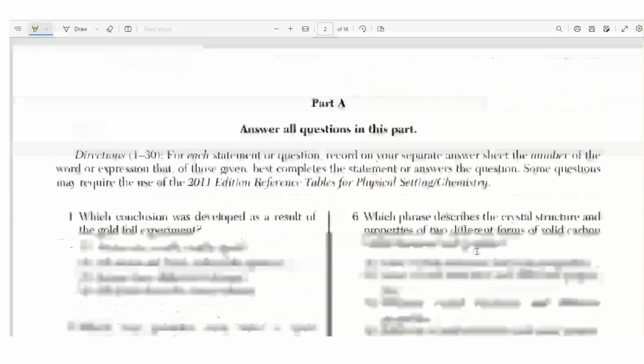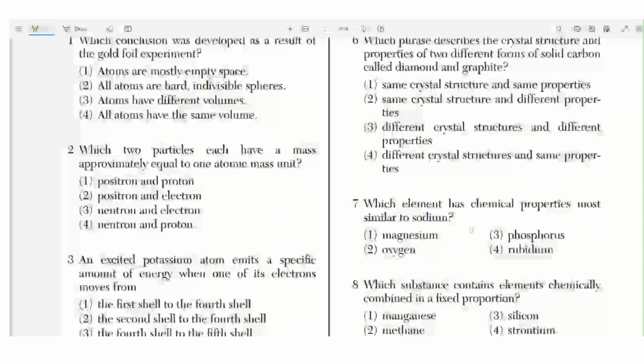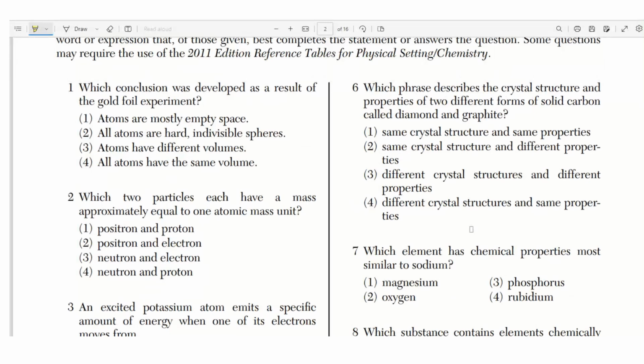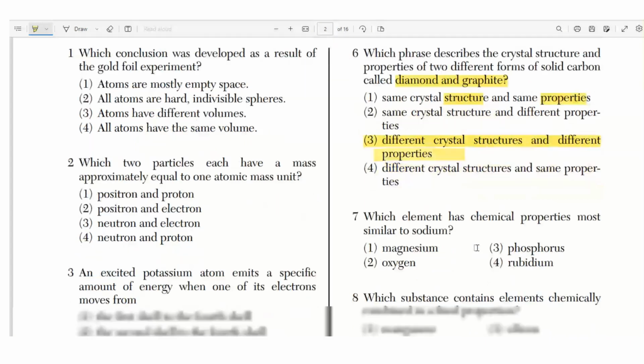All right. Which phrase describes the crystal lattice and properties of 2 different forms of solid carbon called diamond and graphite? Well, that's a word called allotropes. And this relates structure and properties. So here's the deal with structure and properties. If they have the same structure, they have the same properties. If they have a different structure, they have different properties. Structure determines function, if you remember from lots of other science classes. So right here, different structures and different properties.